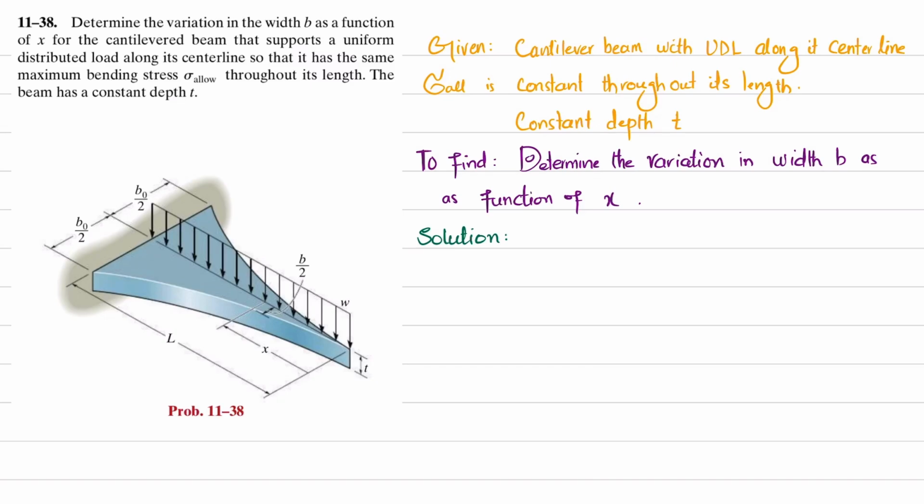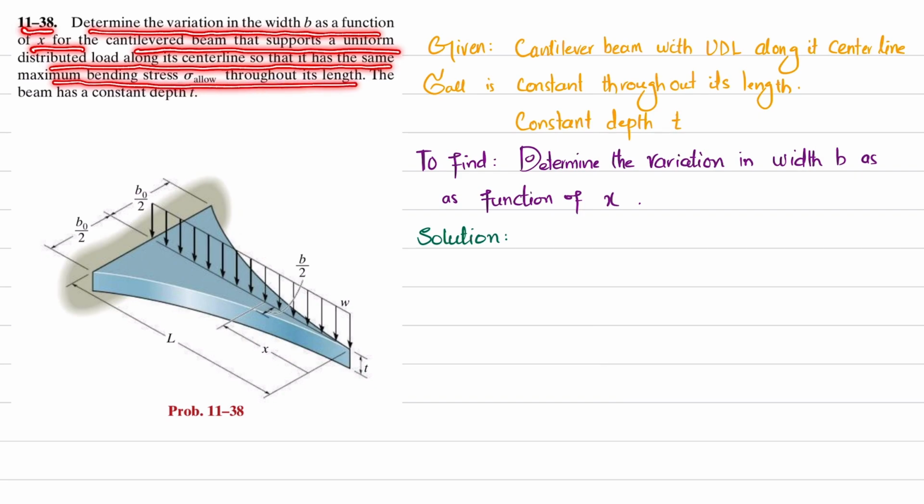Welcome back. Problem 11-38. The statement is: determine the variation in width B as a function of x for a cantilever beam that supports a uniformly distributed load along its center line, so that it has maximum bending stress throughout the length that is constant. The beam has a constant depth T.